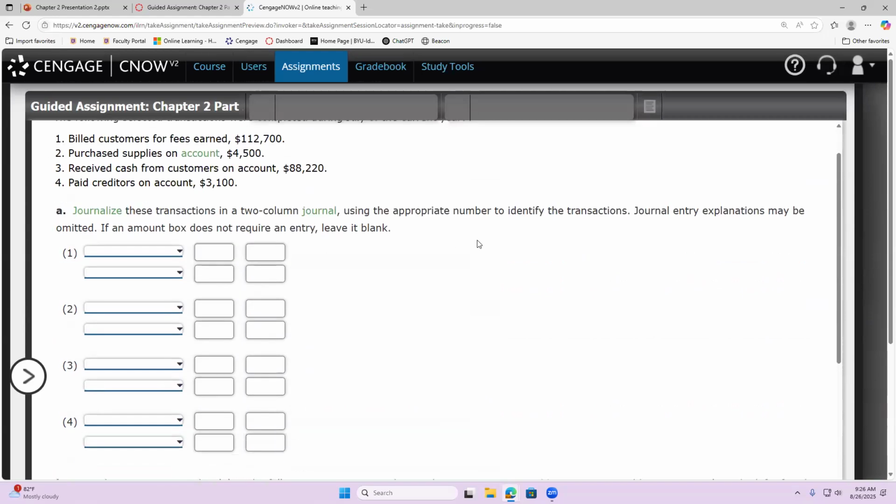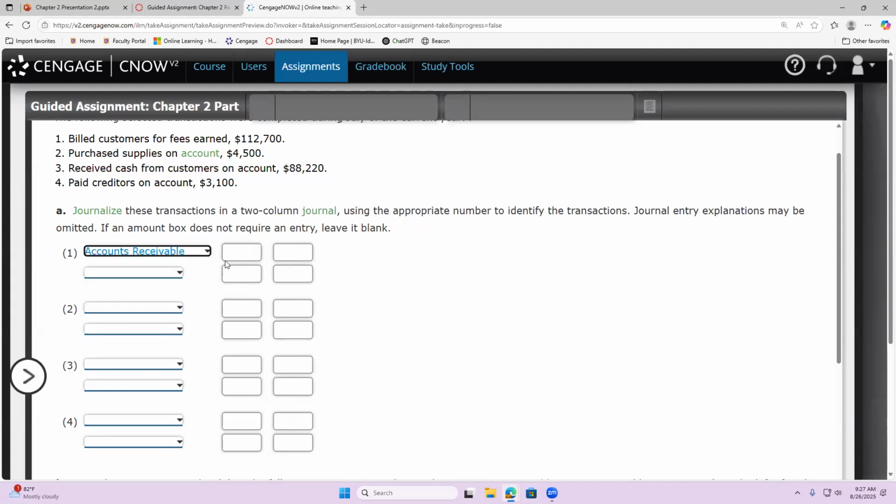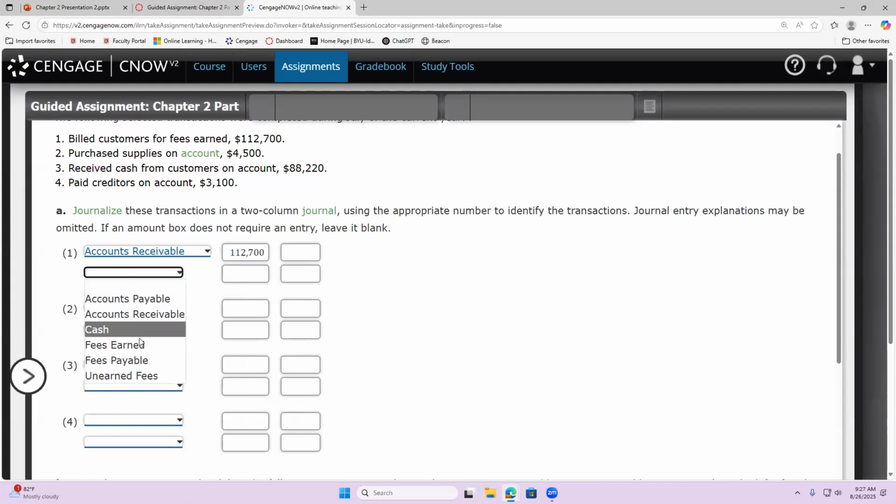We bill customers for fees earned of $112,700. So what's happening? We're billing them, though we're not getting any money yet. So instead of cash, accounts receivable is going to go up, and then fees earned is going to go up. Accounts receivable is an asset, so it'll go up with a debit, and fees earned is a revenue, so it will go up with a credit. So I'll debit accounts receivable, and then I'll credit fees earned.